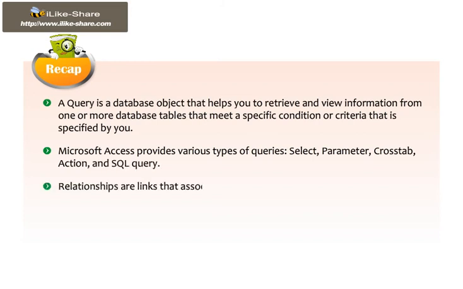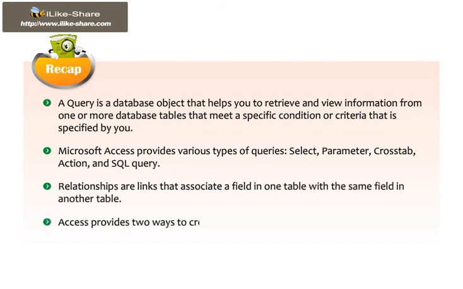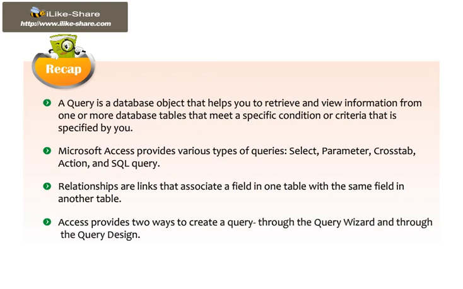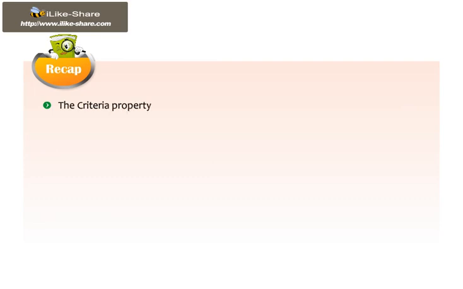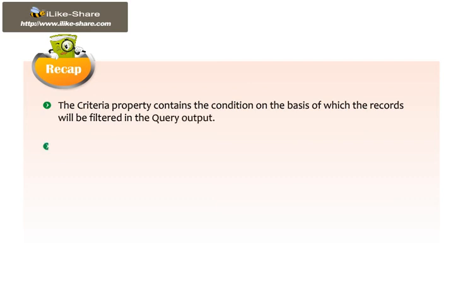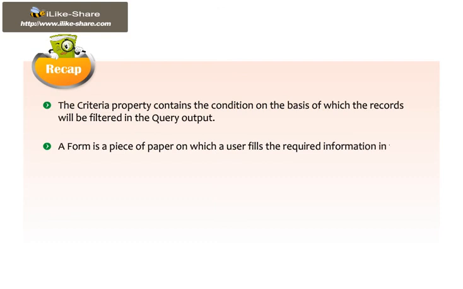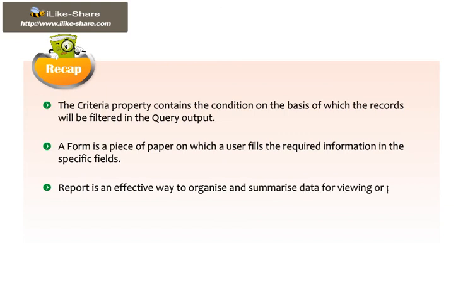Relationships are links that associate a field in one table with the same field in another table. Access provides two ways to create a query: through the query wizard and through the query design. The criteria property contains the condition on the basis of which the records will be filtered in the query output. A form is a piece of paper on which a user fills the required information in the specific fields. Report is an effective way to organize and summarize data for viewing or printing.